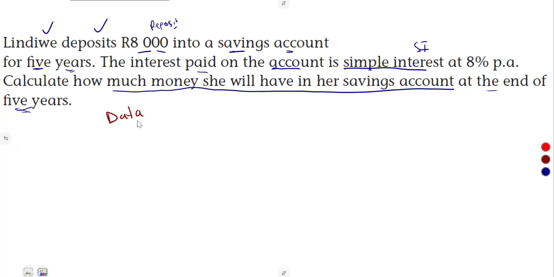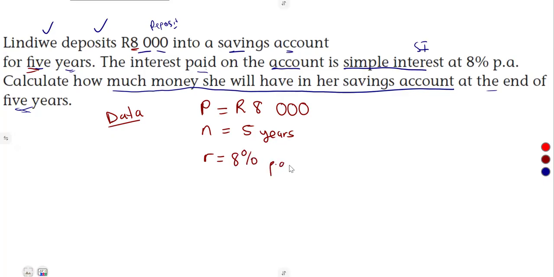According to the information, our data, we have the money that was deposited. That is our principal, the money that you start with. Started with 8,000 rand into the account, taken for 5 years, the number of years. The interest paid is simple interest, so our R is 8% per annum. You can have it as a decimal: I is equal to R over 100, which is 8 over 100. You can have it as a decimal if you want.